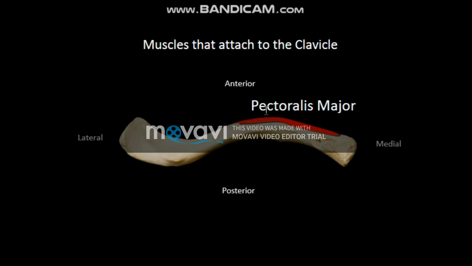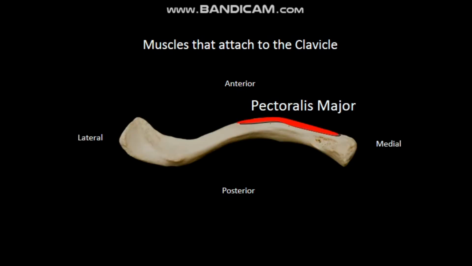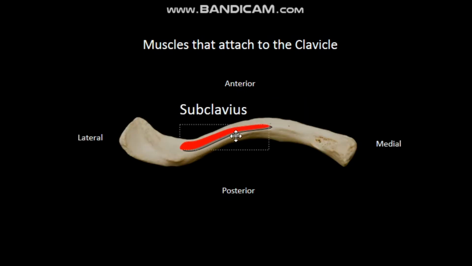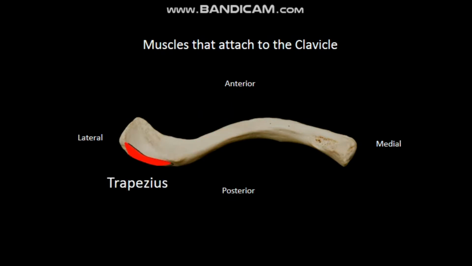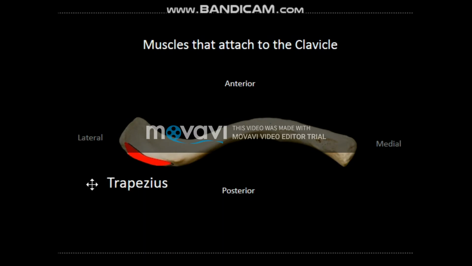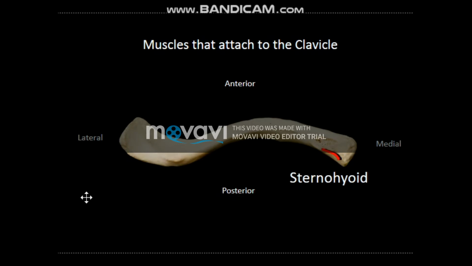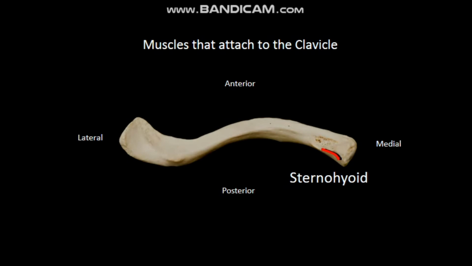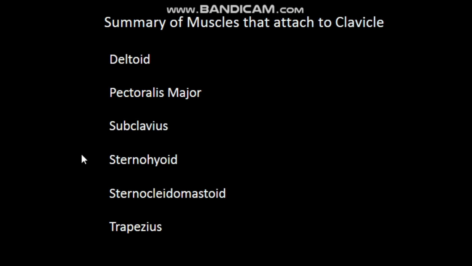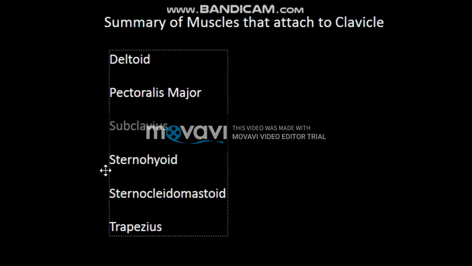Another muscle attached here is the pectoralis major, also to the anterior part of the clavicle. This is the subclavius muscle, another muscle attached to the clavicle, and another muscle attached here is the trapezius, to the posterior part, and the sternocleidomastoid. So I gave you the summary of the muscles attached to the clavicle: the deltoid, pectoralis major, subclavius, sternocleidomastoid, and the last one is trapezius.